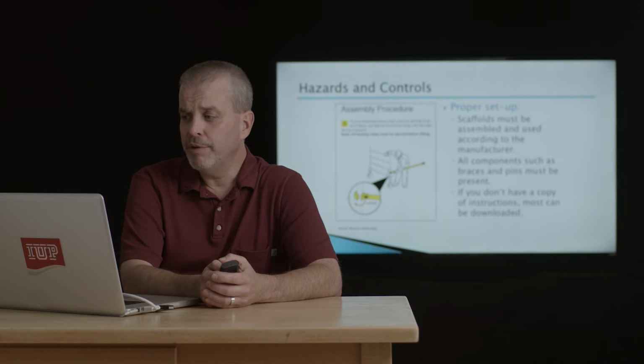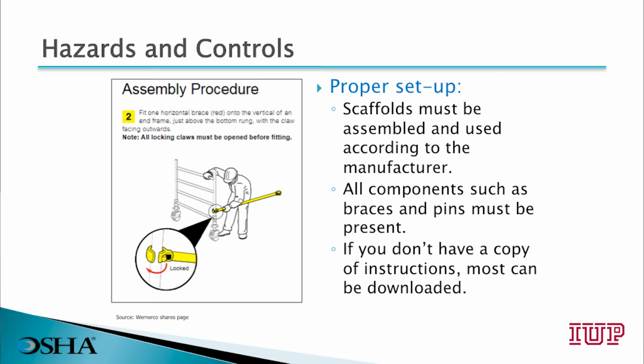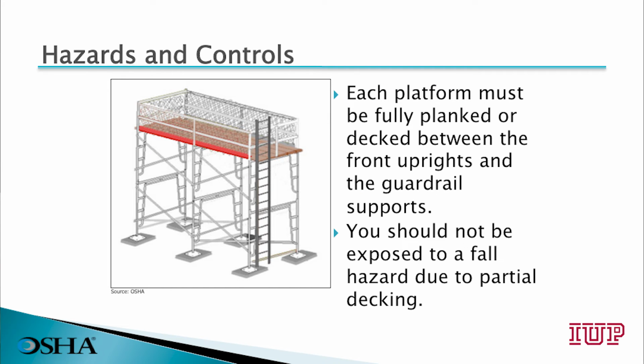Scaffolds must be assembled and used according to the manufacturer's requirements. All components such as braces and pins must be present. If you don't have a copy of the instructions from the scaffold manufacturer, most can be downloaded from the internet. Each platform of a scaffold must be fully planked or decked between the front uprights and the guardrail supports. You should never be exposed to a fall hazard due to partial decking.